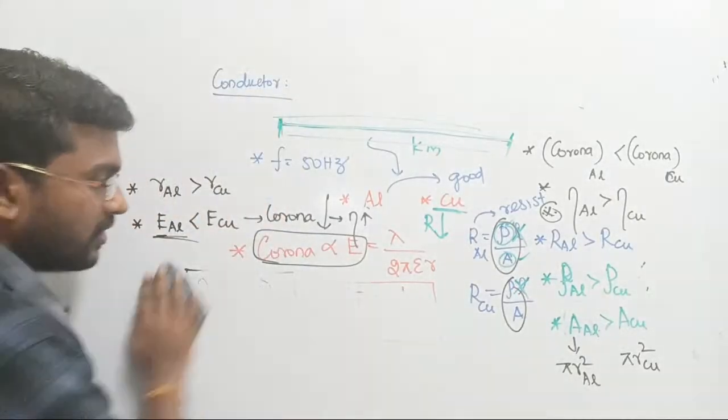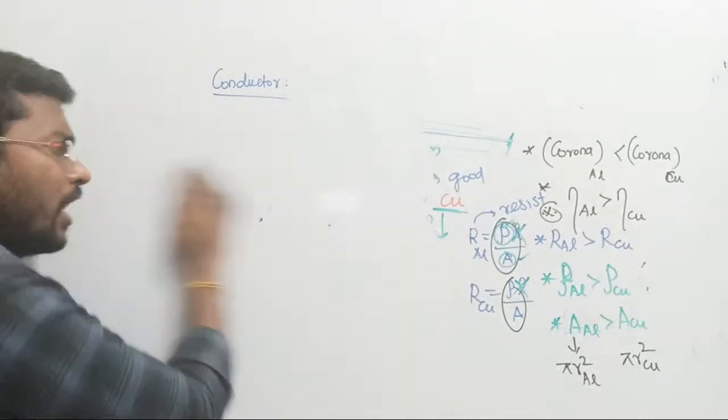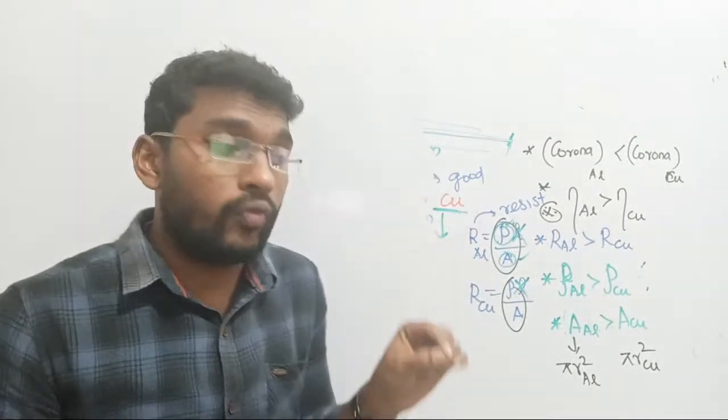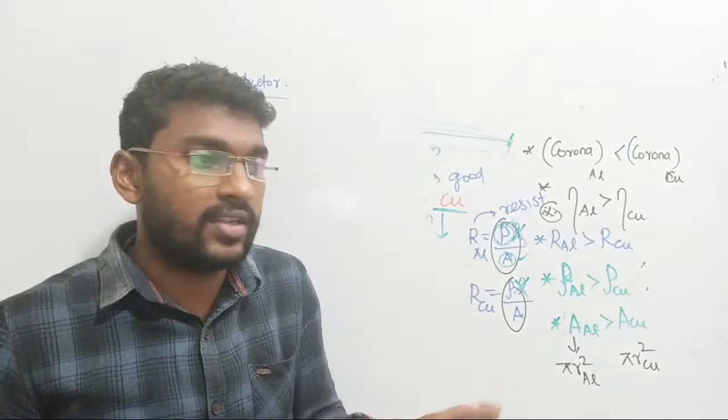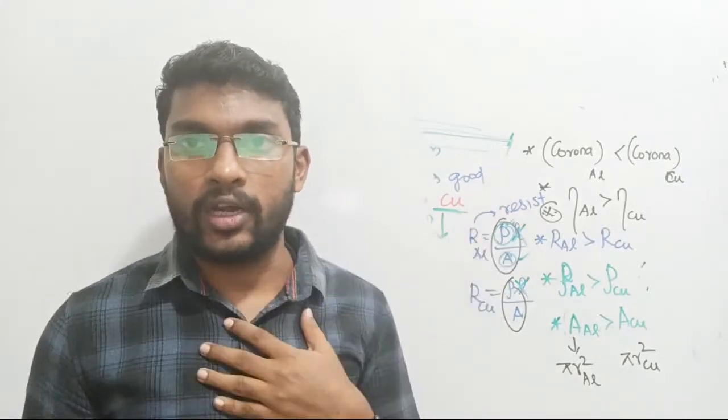Let me introduce the person, that is called sag. Anyway, we have to talk about merits and demerits, and then we have to see how to reduce the effects. Okay sir, I have already said we choose aluminium conductor.